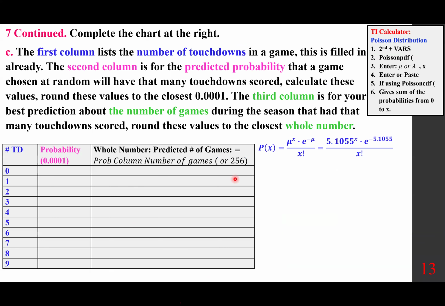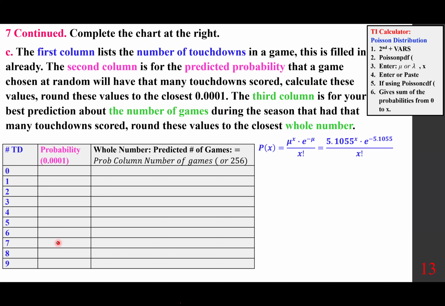So here's the table we want to fill up. The first column lists the number of touchdowns, 0, 1, 2, 3, 4, 5, and so on and so forth, in a game. This is filled already. The second column is for the predicted probability that a game chosen at random will have that many touchdowns scored. Calculate these values, round these values to the nearest 0.0001, that means 4 decimals.